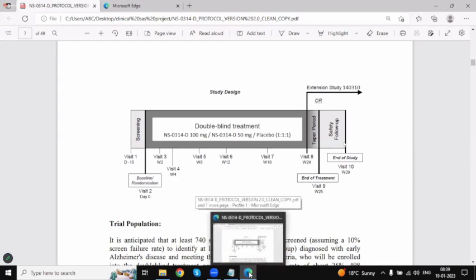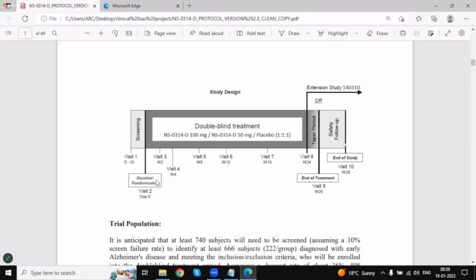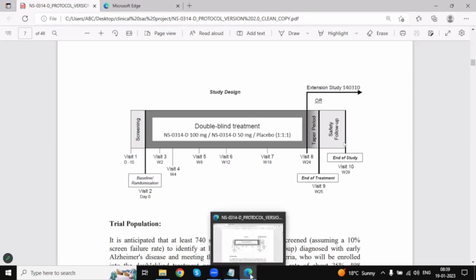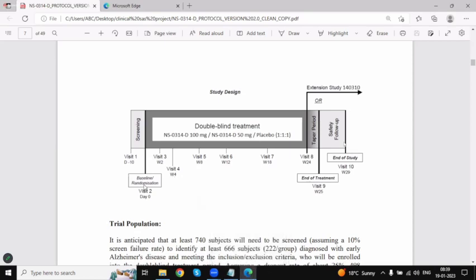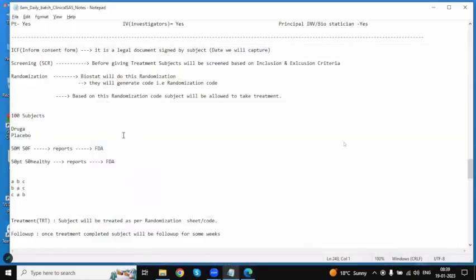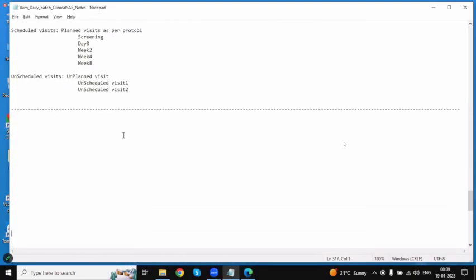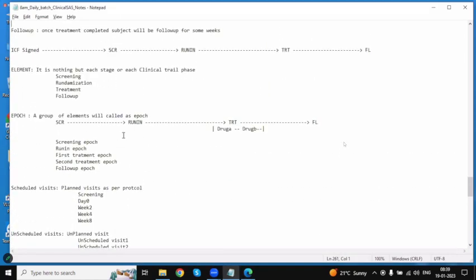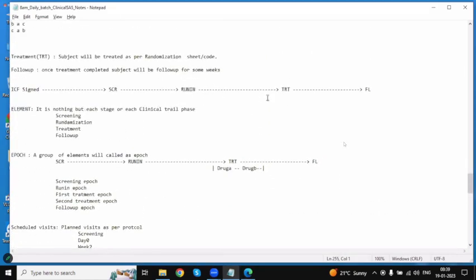Yes, that's it. Basically, we will use the word randomization in all the studies. In this protocol, they mentioned it as baseline or baseline value. In another study, they may keep it as randomization also. Randomization is the default word everyone uses. Okay, got it. I gave you notes. So these are the standard elements: screening, randomization, treatment, follow-up.